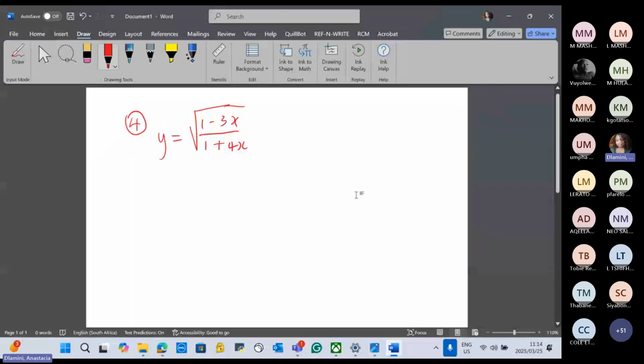Okay, so here, what's the first thing we do? You guys did logarithmic differentiation with your lecturer last week. What's the first thing we do? Say y is equal. We're going to simplify. We can put it to the power of 1 over 2 and then log both sides. So we can simplify this and say, okay, fine, this is (1 minus 3x) over (1 plus 4x).